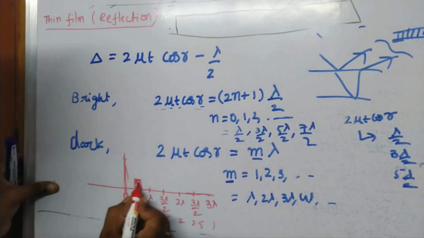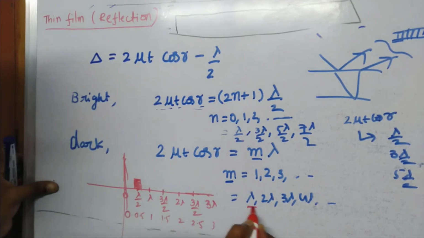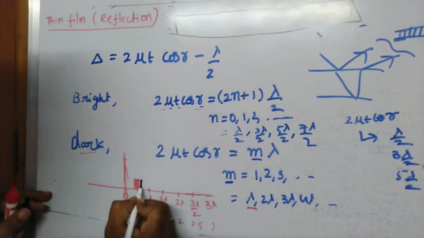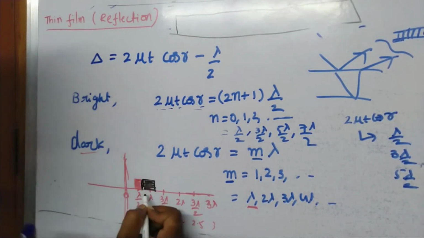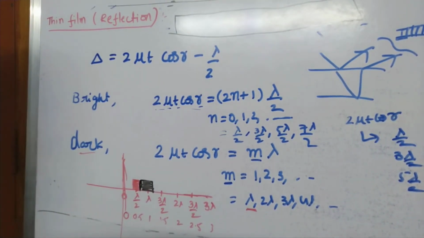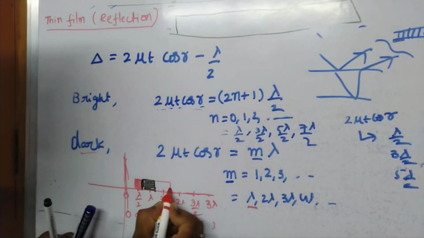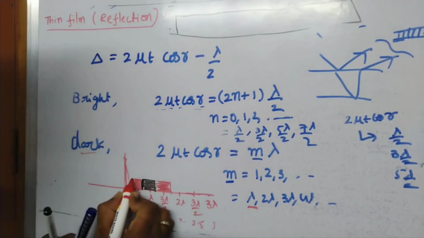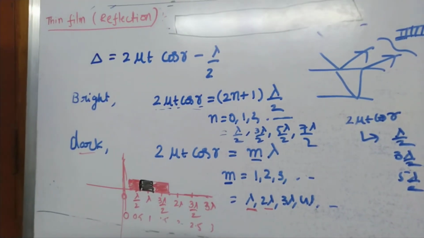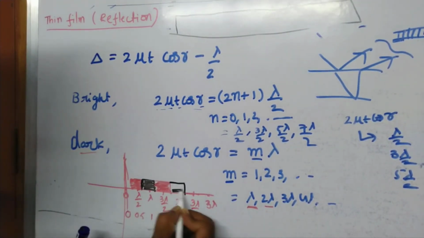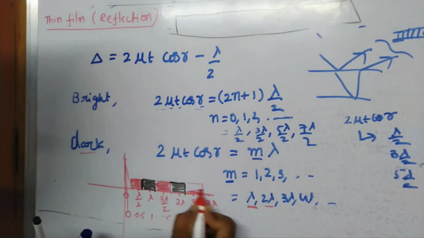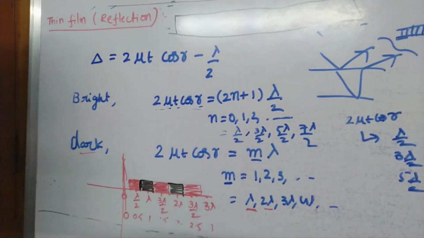So bright is like this. At lambda, what is formed? Lambda means it is dark. So here dark will form. Again at 3 lambda by 2, which is the condition for the bright, a bright ring will form, so bright again. At 2 lambda, again dark. At 3 lambda by 2, again it is bright. Like this, bright, dark, bright, dark, bright, dark conditions will form.